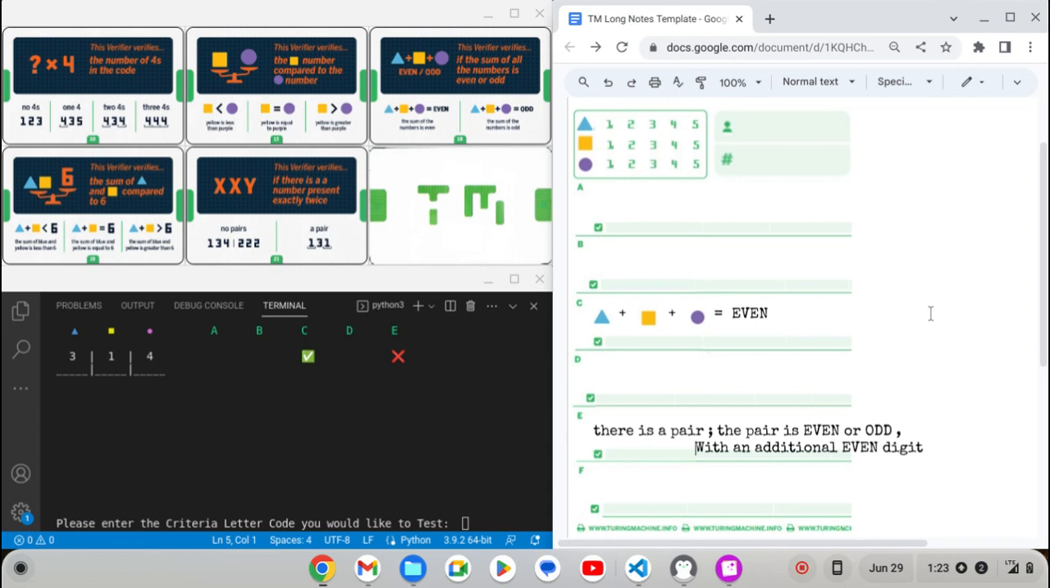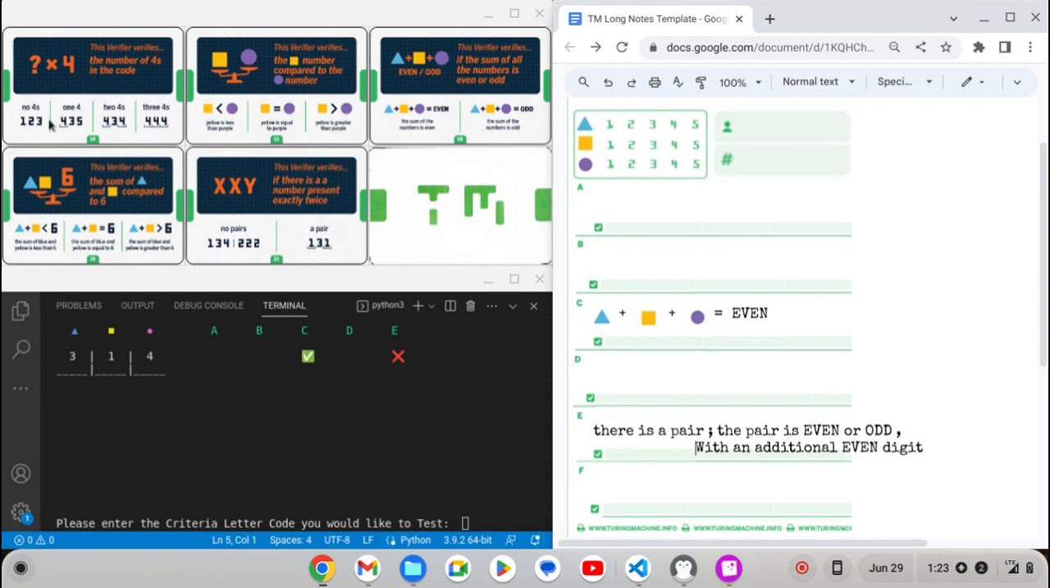And so, let's see. We do have this criteria card that'll tell us how many fours. So it could be that if there are two fours, then the other one would have to be a 2.